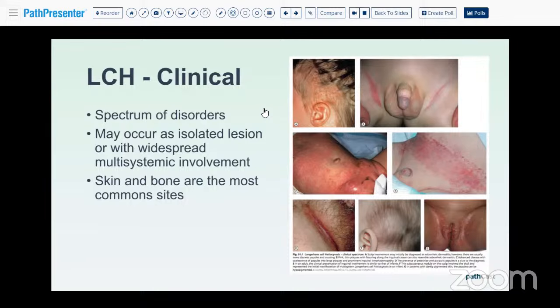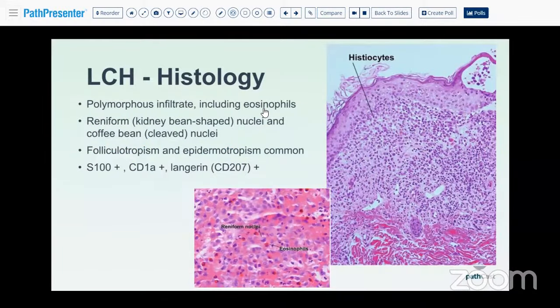The most classic presentation is in infants. Sometimes it can appear very seborrheic dermatitis-like, but seborrheic dermatitis that doesn't go away in an infant, think Langerhans cell histiocytosis and biopsy it. On histology, polymorphous inflammation, including eosinophils, and those reniform, kidney bean shaped nuclei. Sometimes we see coffee bean or cleaved nuclei as well. Follicular tropism and epidermotropism can be a clue. As you can see, here's a little bit of an epidermotropic quality to those histiocytes making their way out to the epidermis.